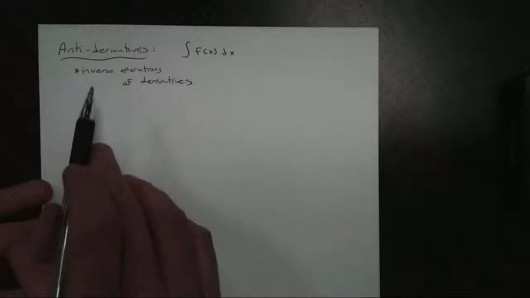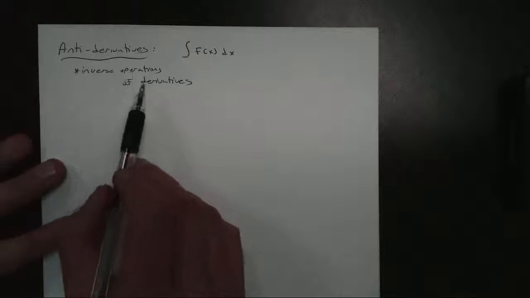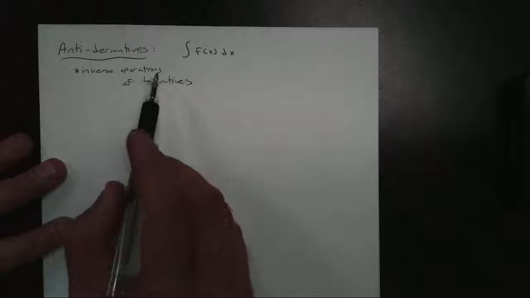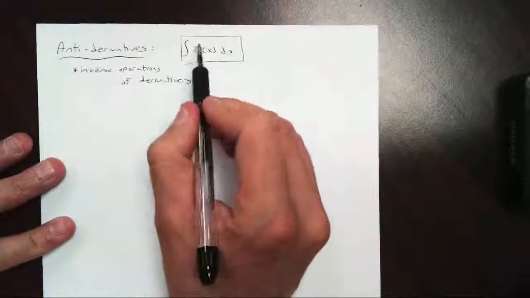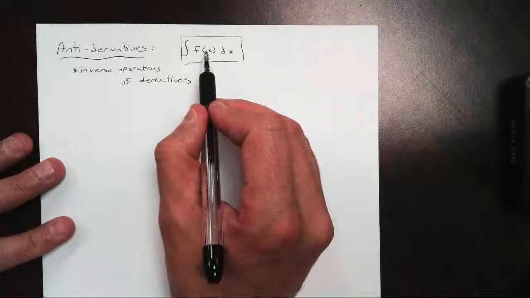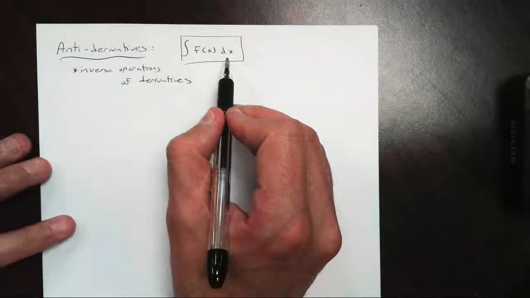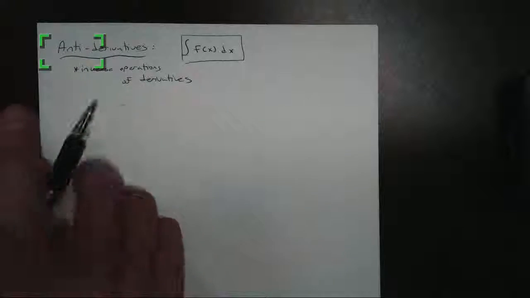Hi, today we're going to look at antiderivatives. Now, antiderivatives can be considered the inverse operations of derivatives, and we have a special notation for an antiderivative right here. We have this big S, and inside we have some function. Not really a function, we'll talk about that in a minute, and we get this little dx right here. But before we start, let's talk about where antiderivatives come from.